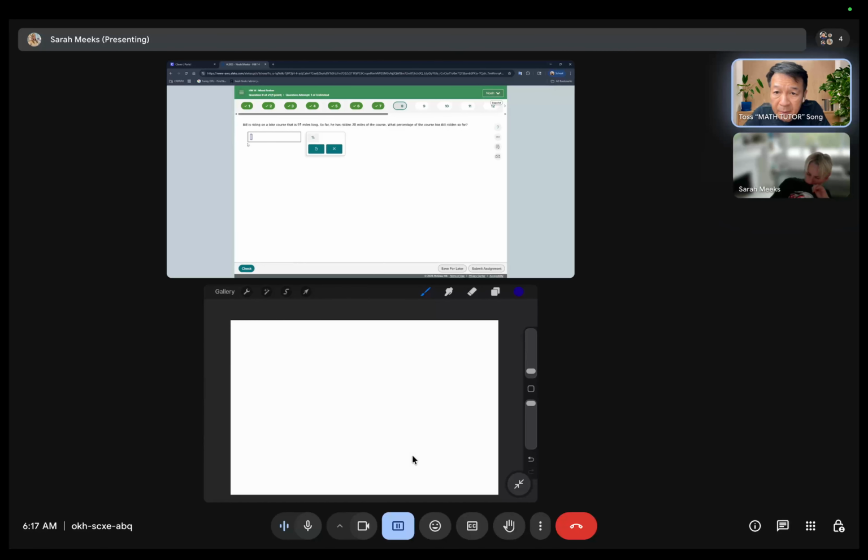Okay, Bill is riding on a bike course that is 95 miles long. It's tiny. I can still read it though. I should have a magnifying glass. Don't worry. So far, he has ridden 38 miles of the course. What percent of the course has Bill ridden so far?